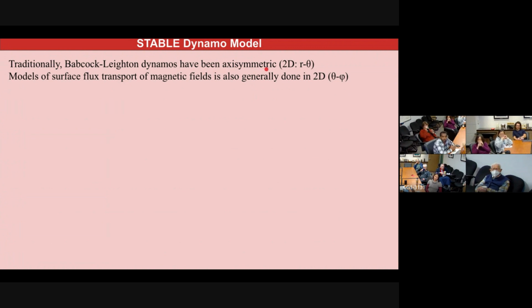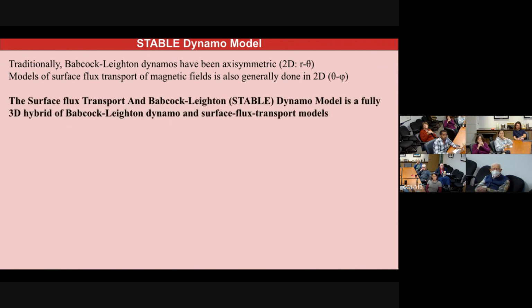The STABLE solar dynamo model is a hybrid of the Babcock-Leighton dynamo, which is 2D in radial and latitudinal directions, and the surface flux transport magnetic field model, which is also 2D, in longitude and latitude. So STABLE, as you can see here, is an acronym of Surface flux Transport And Babcock-Leighton dynamo.